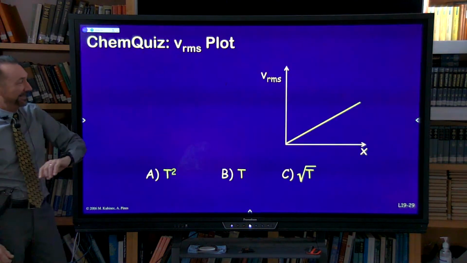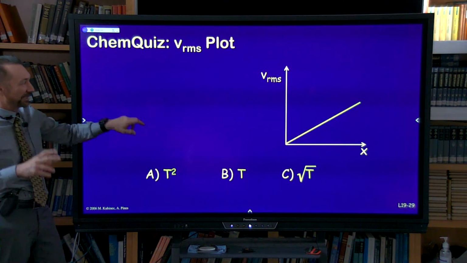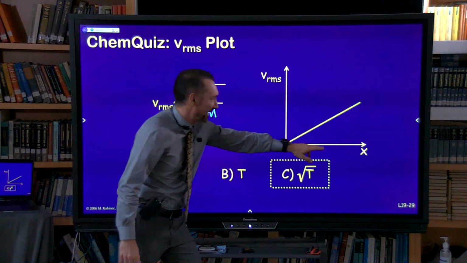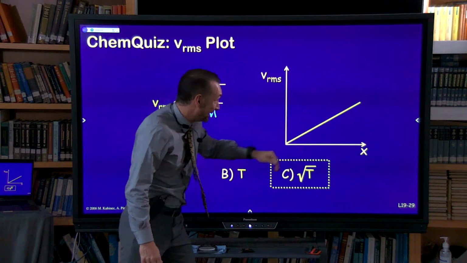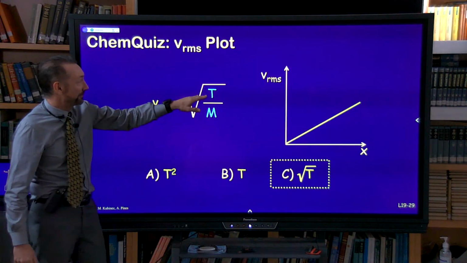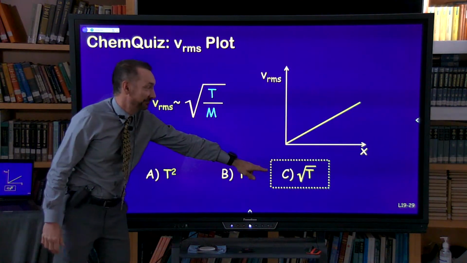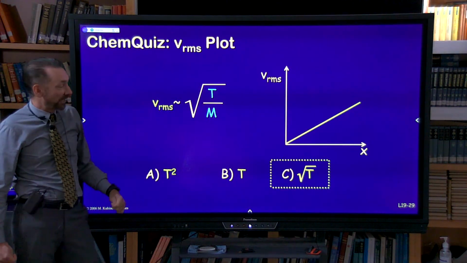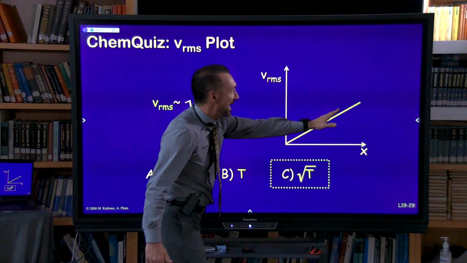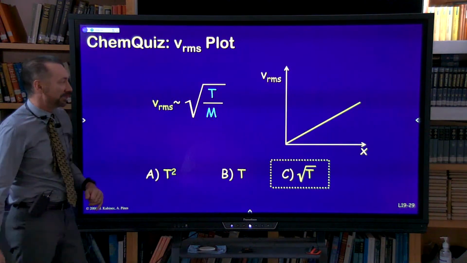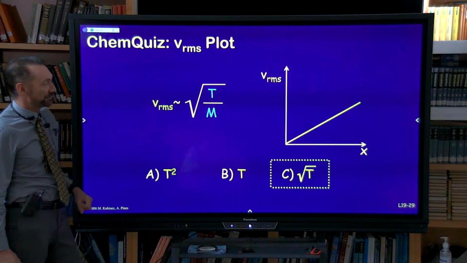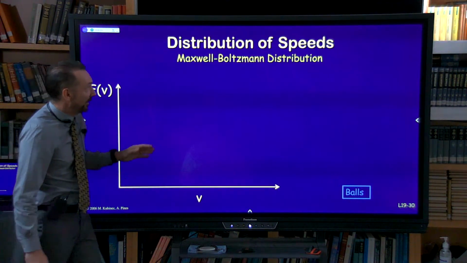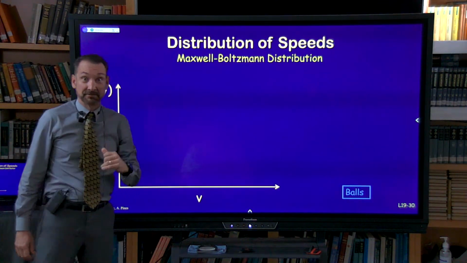So the idea here, this one is, I think, obvious. If you're going to plot VRMS versus X and get a straight line, you have to plot versus the square root of T. And the slope will be 1 over the square root of m. Okay? So this slope has the mass in it, and that line, root mean squared velocity versus the square root of T, would give you a straight line.